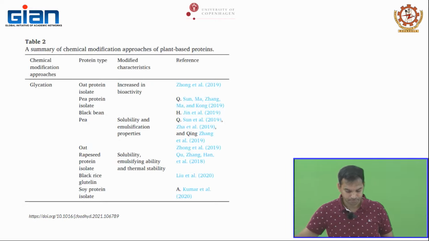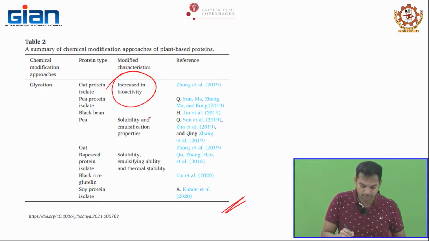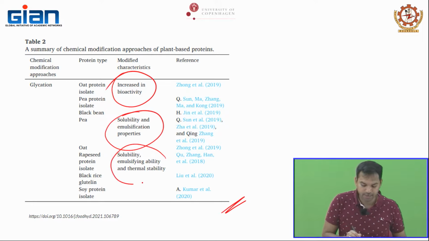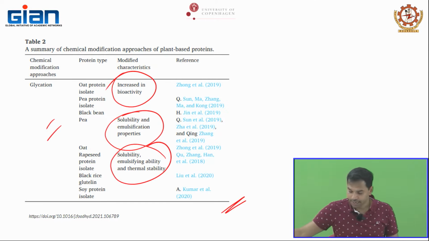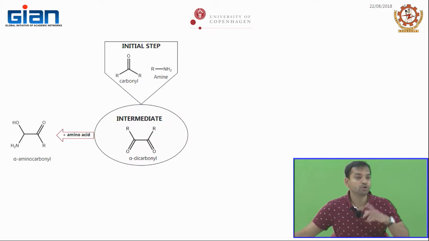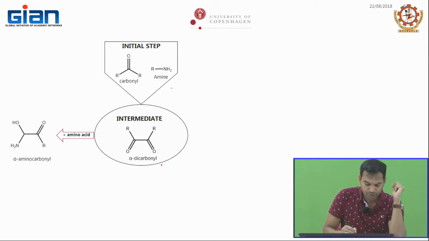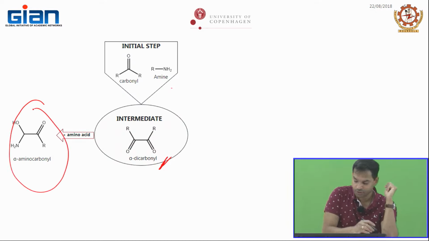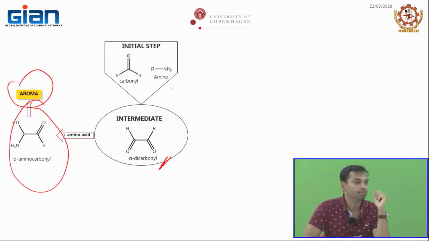Okay. And it is a nice summary, they show that it changes the bioactivity, it changes the solubility, it changes the emulsification ability when you do the glycation. There are a lot of studies, it is not something new. And coming back to the question that you asked, the Maillard gives you dicarbonyl, and dicarbonyl gives you some other intermediates, and the intermediates give you the aroma compound. It is very nice in some cases.